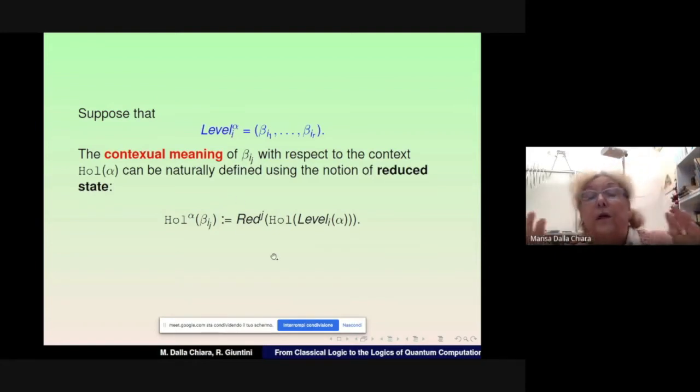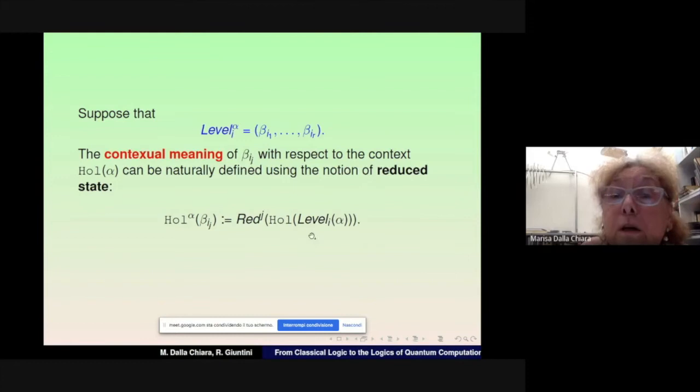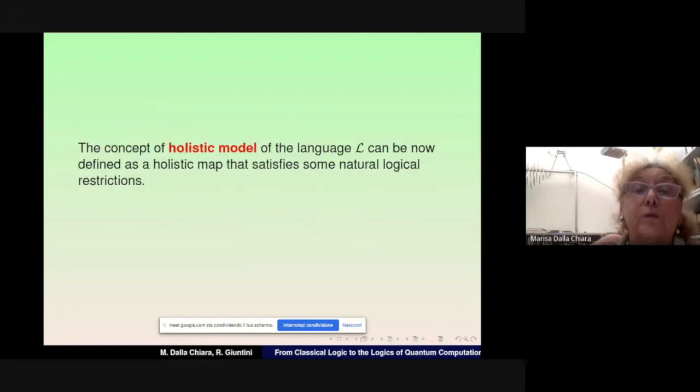So we look at the density operator that represents the meaning of the whole level I of our syntactical tree of our formula. And this is the meaning that whole has assigned to level I. And then we take the reduced state of this particular density operator, whole of level I of alpha, the reduced state with respect to the J subsystem. And this seems to represent a quite natural semantic notion of contextual meaning.